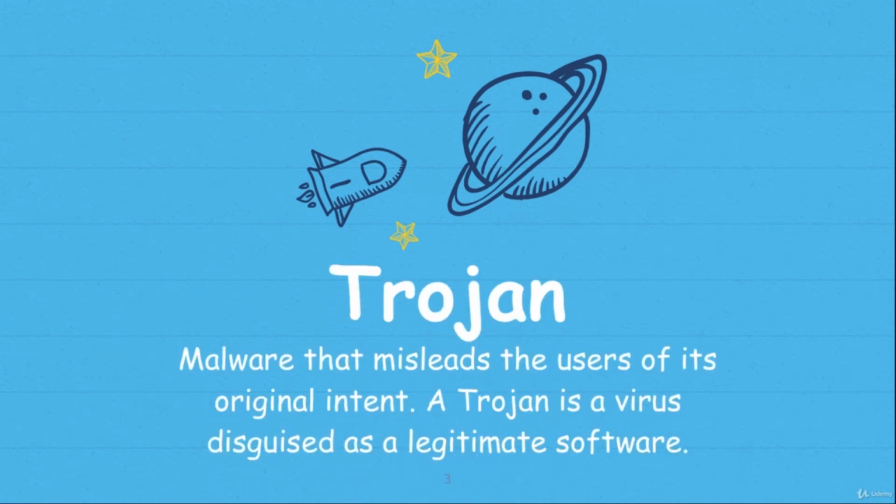So a Trojan in the computing sense is a program or a piece of code that tries to hide its original purpose. So, for example, it tells the user that it intends to do something, and then it tries to do something else. So it basically performs a deception on the user.